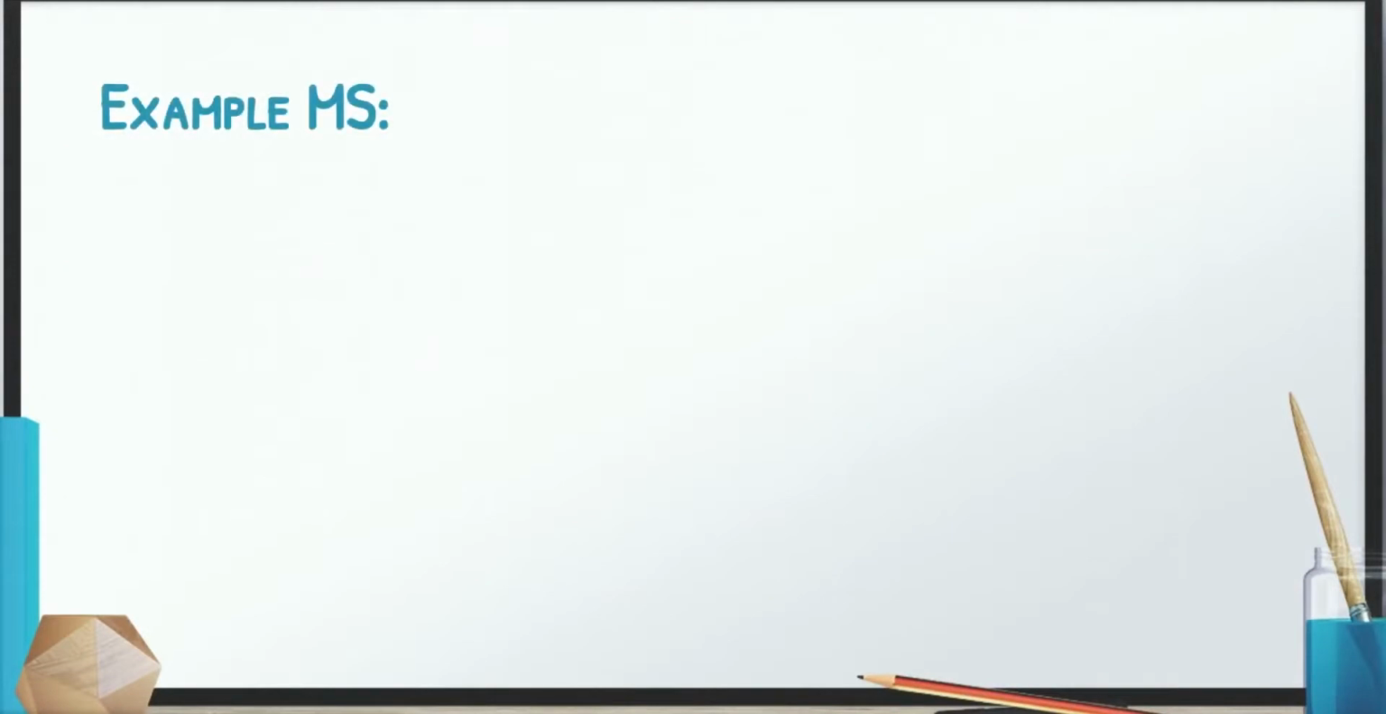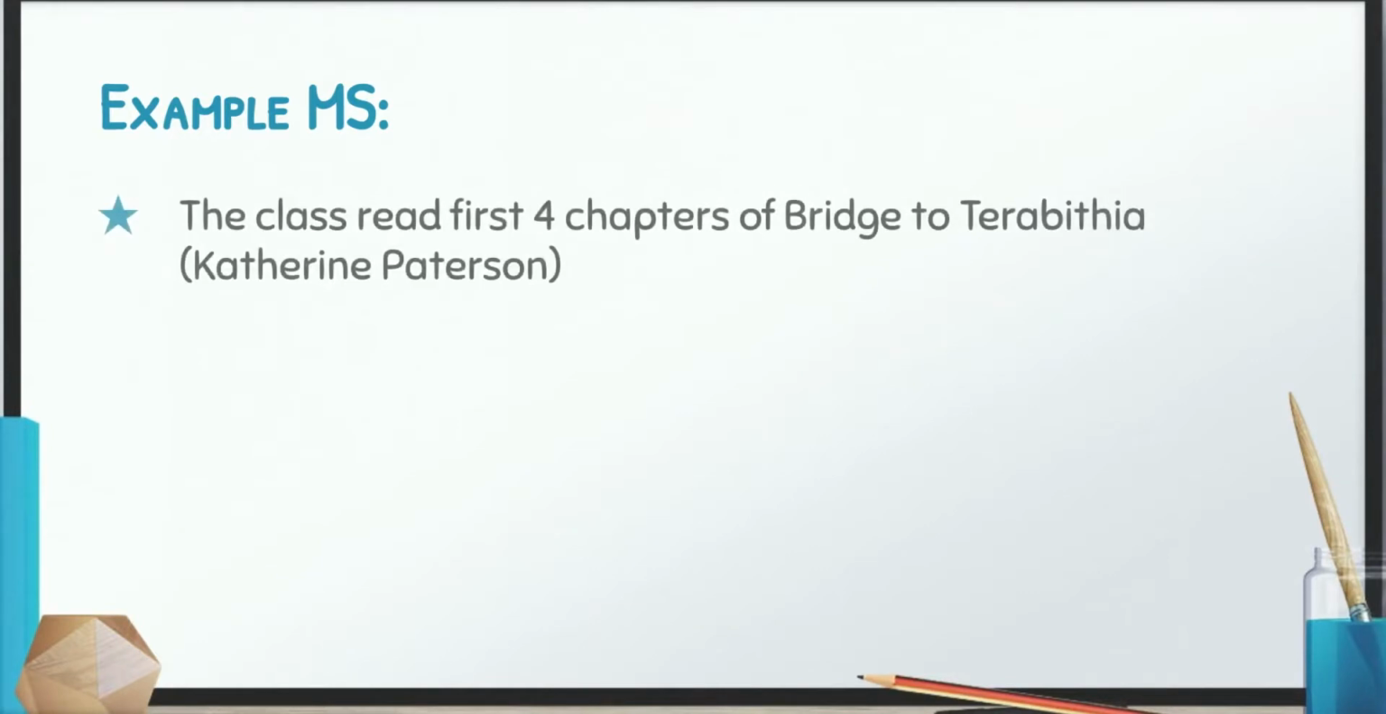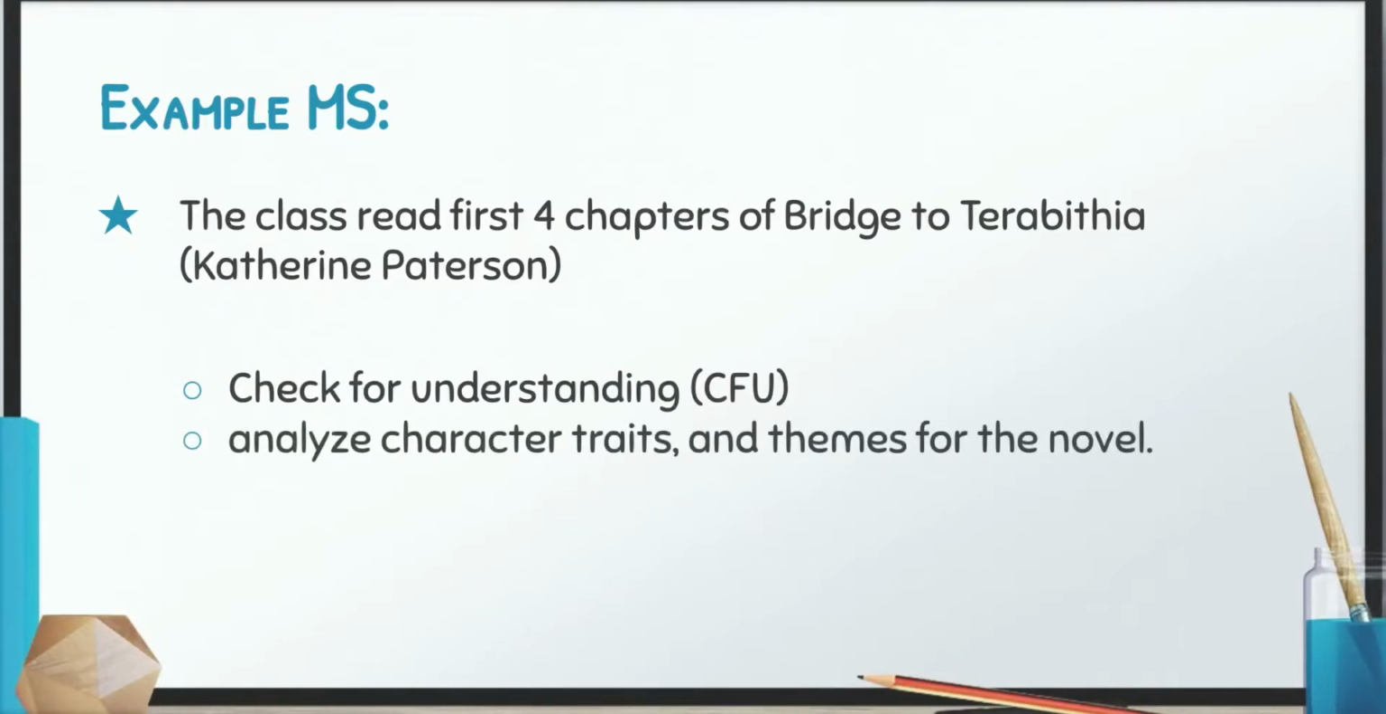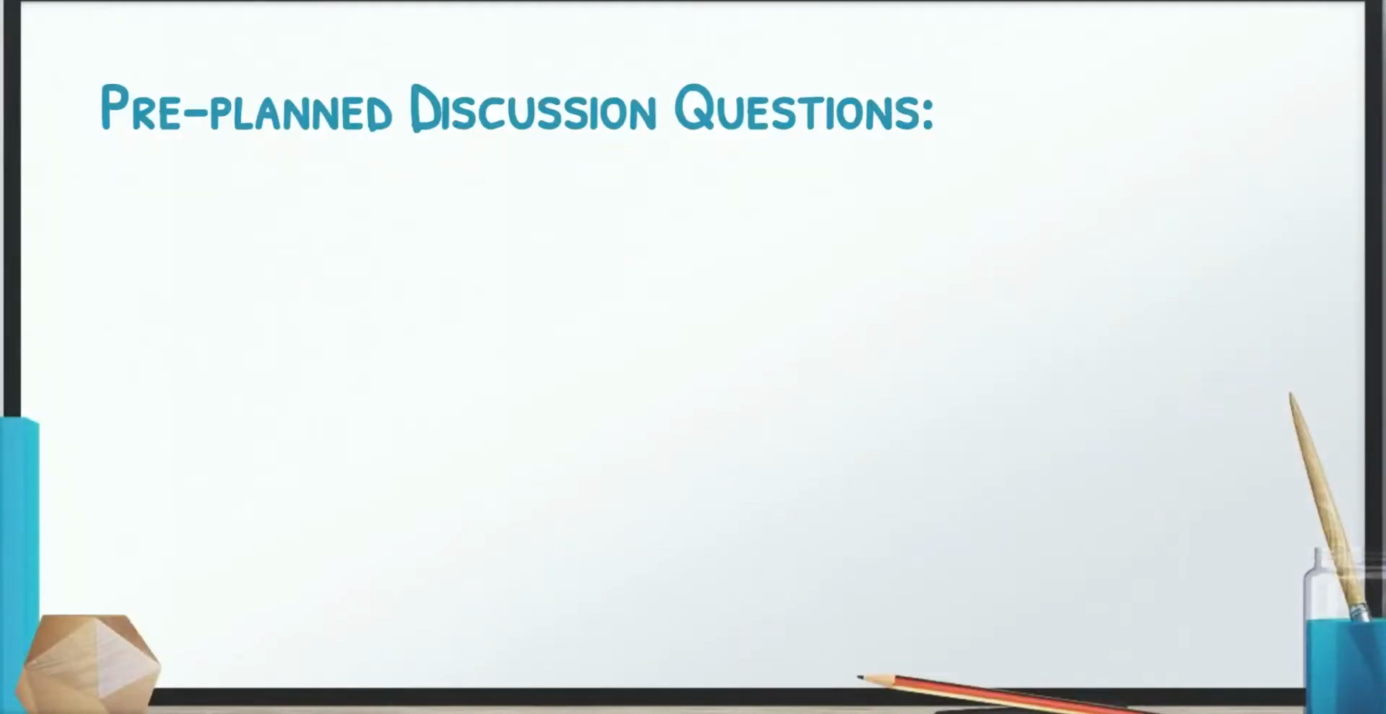Let's look at a lesson example of parallel teaching in middle school. In a 6th grade English Language Arts class, the class has read the first 4 chapters of Bridge to Terabithia by Katherine Paterson, and it is time to check for understanding and analyze character traits and themes for the novel.